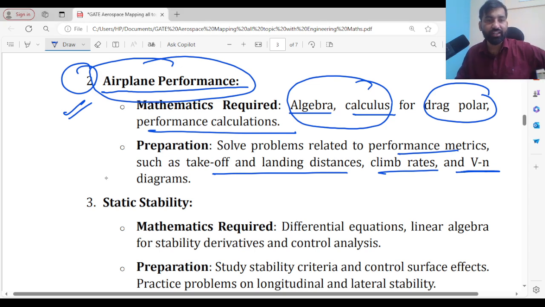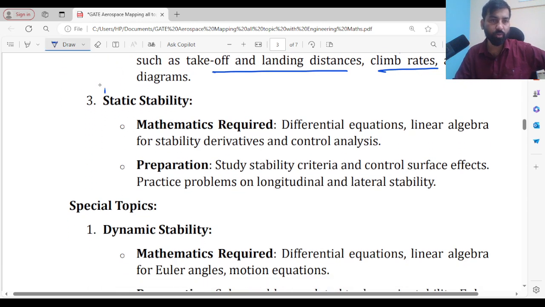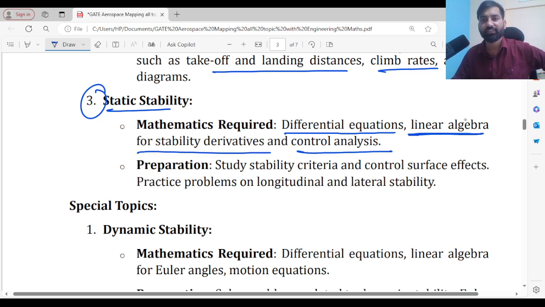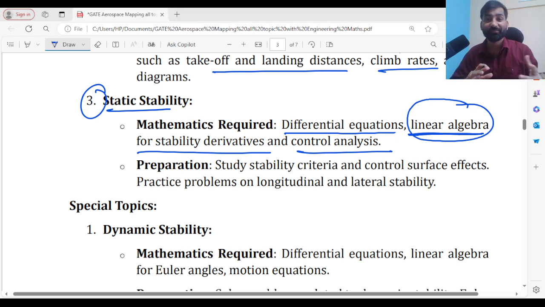So next is static stability. Under flight mechanics you see here static stability is a topic. So what are the mathematics that you need to understand static stability? You need differential equations and linear algebra for stability derivatives and control analysis. Now if you know simple matrices and determinants, but you don't know the heart of linear algebra, you don't have a complete understanding of linear algebra topics.